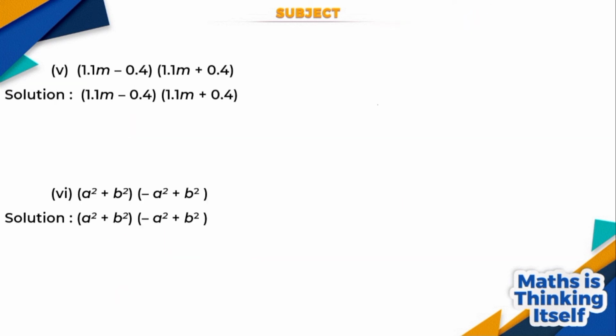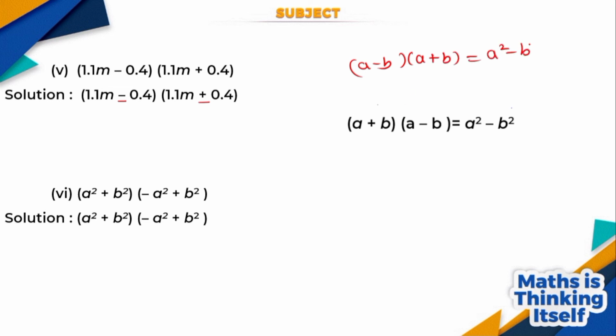Here we clearly see that identity a plus b into a minus b is applicable. So you have a question that in the first term there is a minus and in the second, multiplication is commutative. So a plus b into a minus b means a minus b into a plus b, both are equal and that is equal to a square minus b square. So that's why this identity is applicable here.